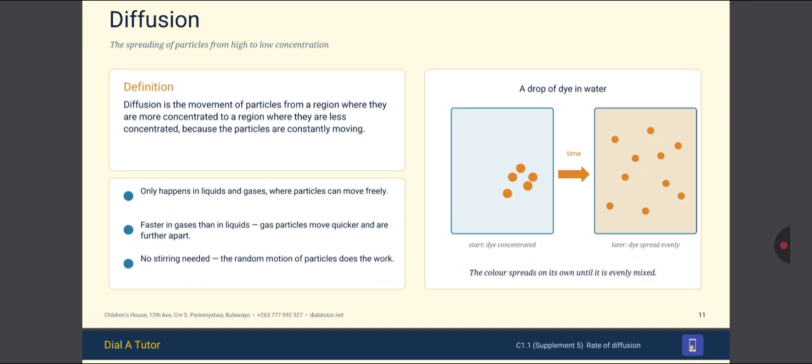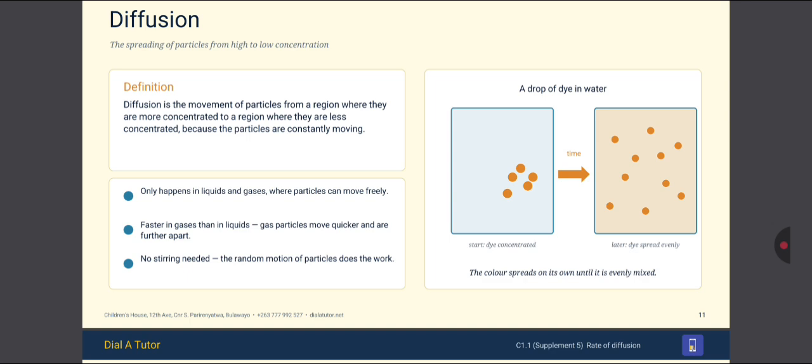Now, let's talk about diffusion. With diffusion, the spreading of particles from high to low concentration. Definition: diffusion is the net movement of particles from a region where they are more concentrated to a region where they are less concentrated, because the particles are constantly moving. It only happens in liquids and gases, where particles can move freely. So hence diffusion only happens in liquids and gases.